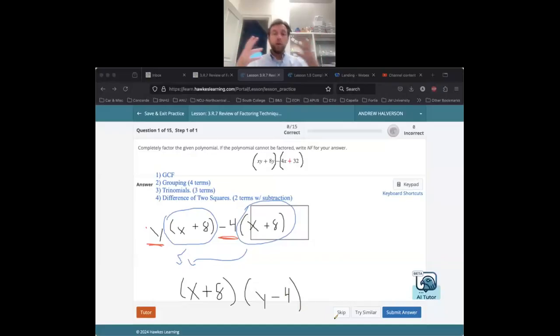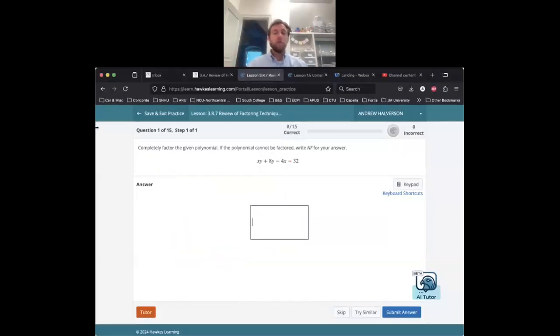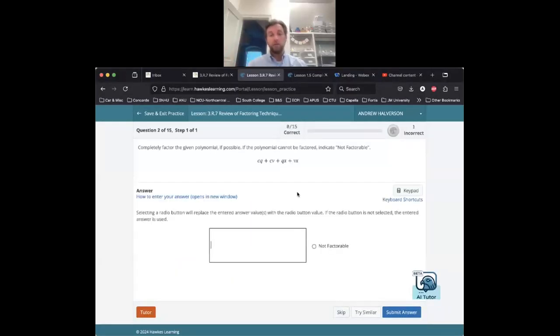So when it says factor, remember your decision tree. How many terms? 2, 3, or 4. That tells you what type of method you have to use. And then you have to worry about pulling out the GCF, because even with the trinomial method you can use the GCF if you want. But that's what we're doing here, and that's how you know how to factor.